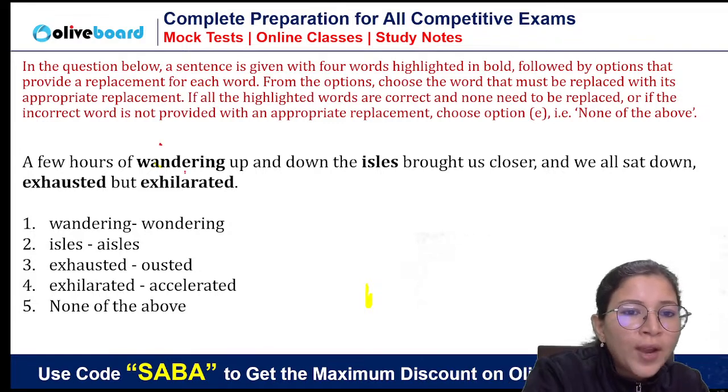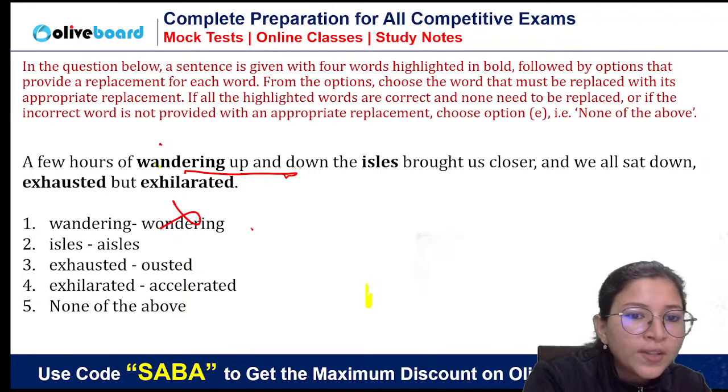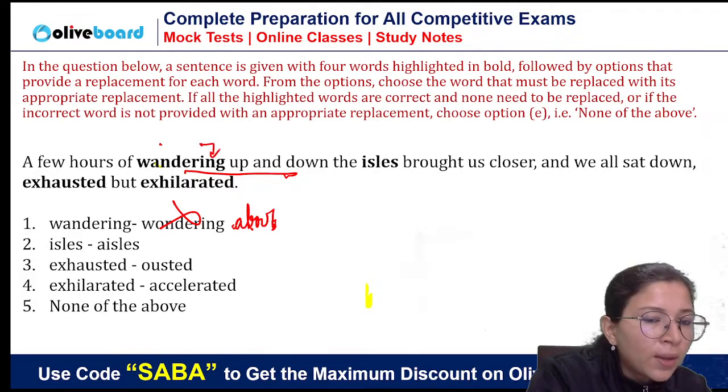A few hours of wandering up and down. "Wandering up and down" will not go. We say wonder about something. So wandering up and down means इधर उधर भटकने के बाद, that is correct.